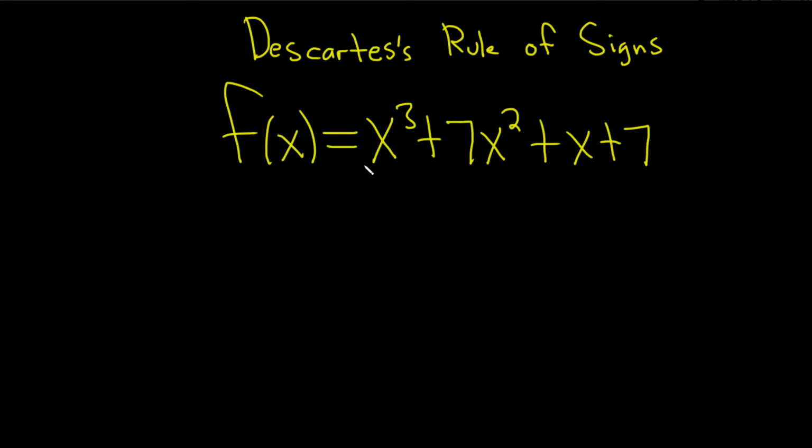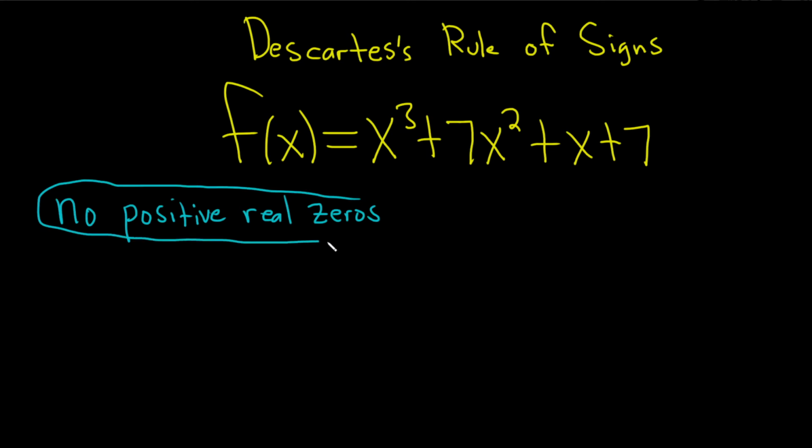In this case, though, look, it's positive, positive, positive, positive. So there's no sign changes. So there are no positive real zeros because there are no sign changes. So there is nothing to do. It makes it really, really easy.